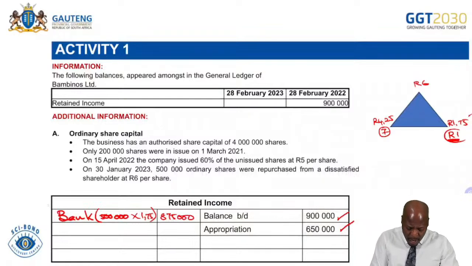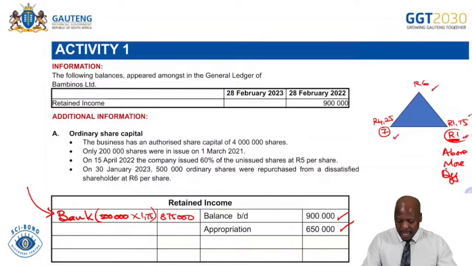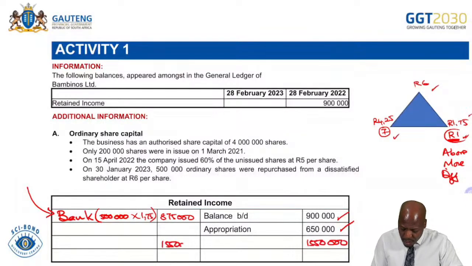What I wanted to emphasize is that the amount above the average price, the difference between your repurchase price of 6 rand and the average price, goes to your retained income account. Later we're going to open a retained income note, your note number 8. So let's quickly close this one up. We say 900 plus 650, that gives you 1,550,000. And here you have your 1,550,000.